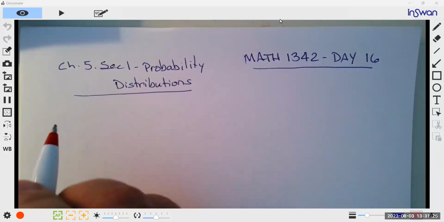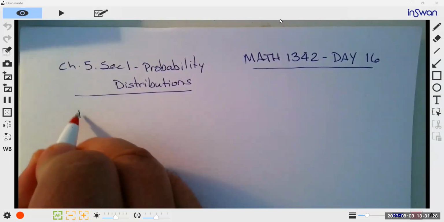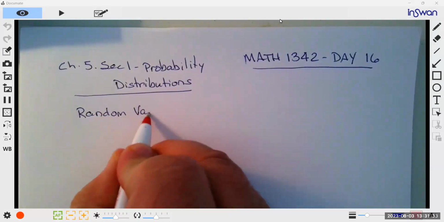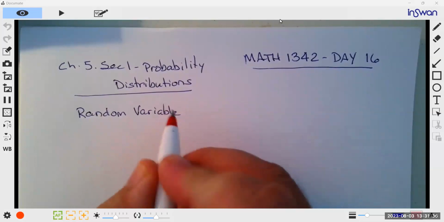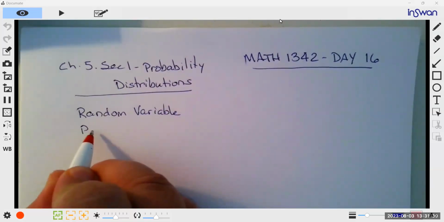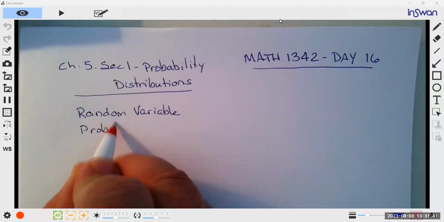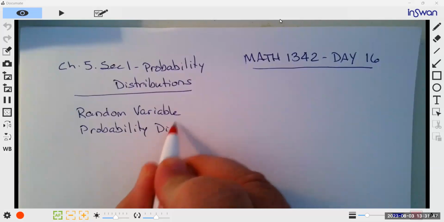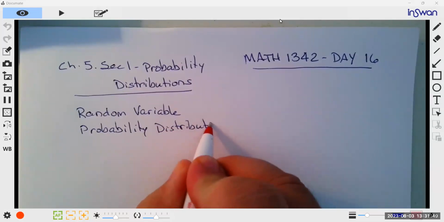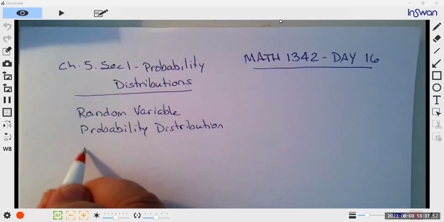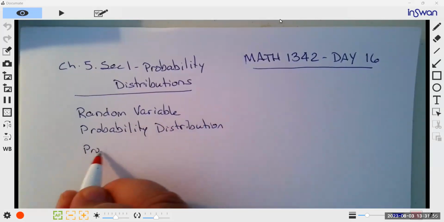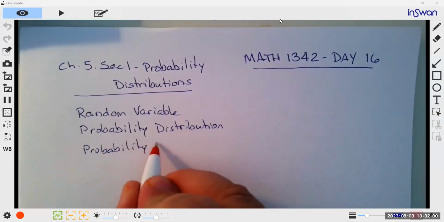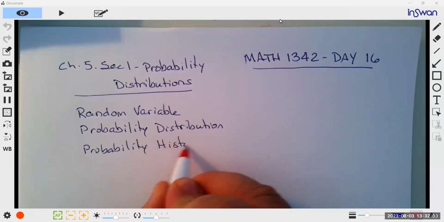So we're going to use a few new terms here. We're going to define random variable. We're going to describe or define a probability distribution. Once we have a probability distribution, we can now draw a probability histogram.